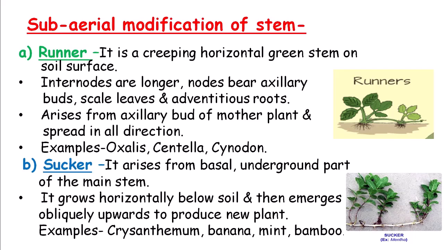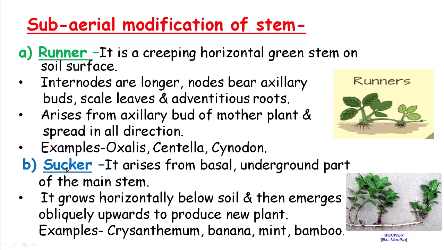Second type of the modification is the subaerial modification of the stem. Subaerial means the stem is just on the surface or below the soil surface. Runner is the first type of this subaerial modification. It is a creeping horizontal green stem on the soil surface and it has longer internodes and the node bears the axillary bud, scale leaves and the adventitious roots towards the soil surface. It arises from the axillary bud of the mother plant and it spreads in all directions. Examples of the runners are the oxalis, centella and cynodon.